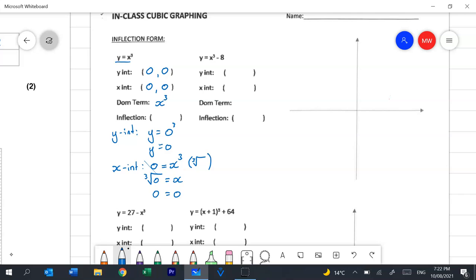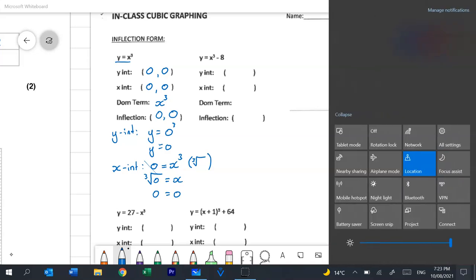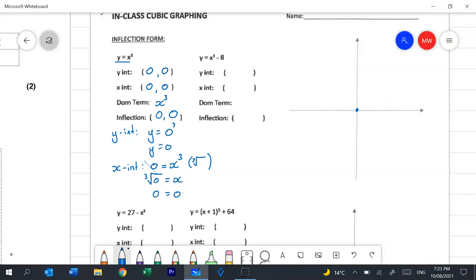Okay. And the point of inflection is also going to be our y-intercept in this case, which is 0, 0. And we'll elaborate on that a little bit more later. So it looks like the line's just going to pass through 0, 0 here. It's also the point of inflection, and so the curve will look like this.